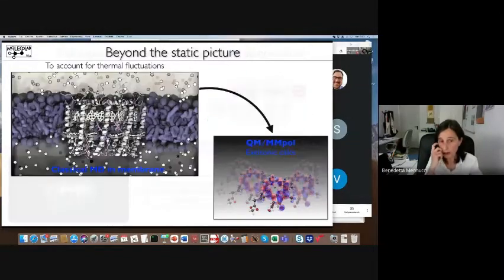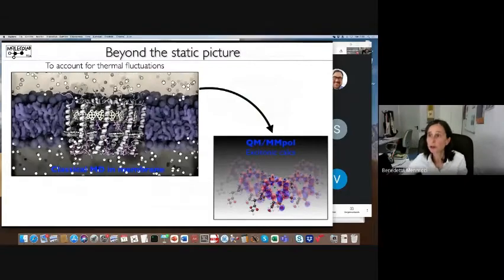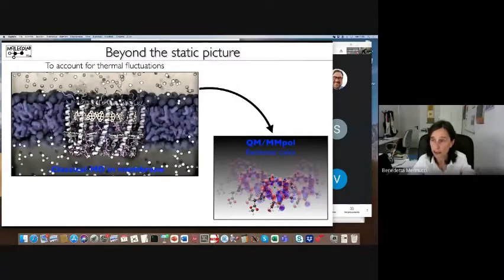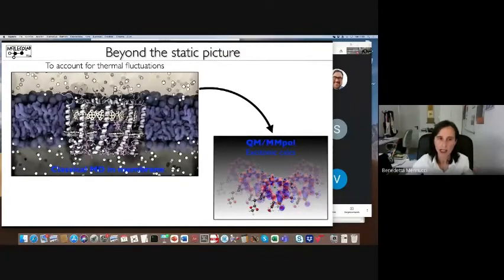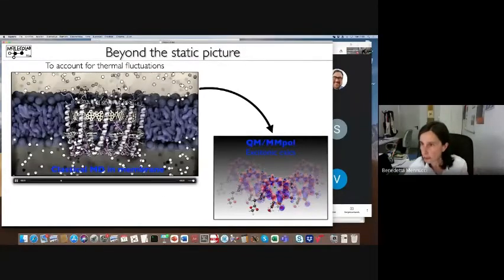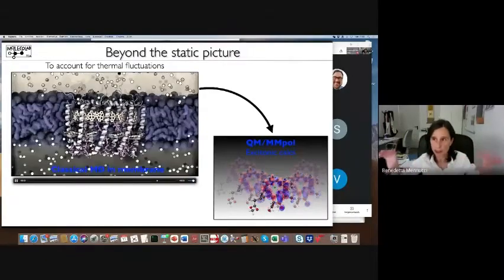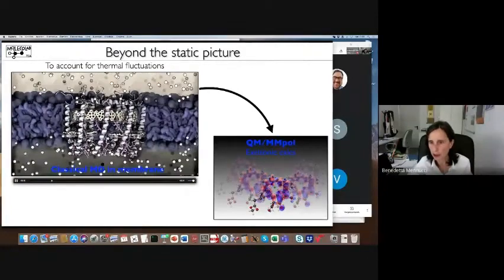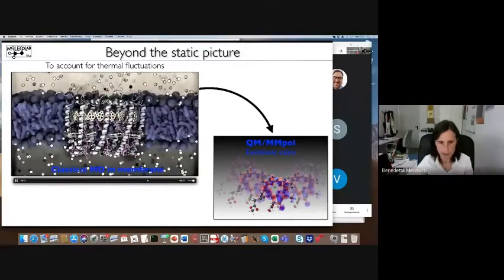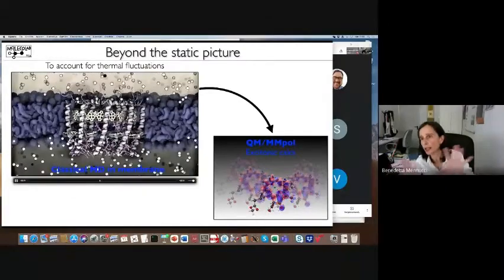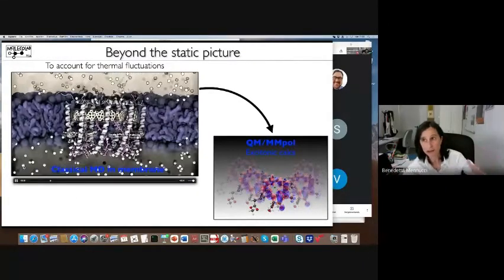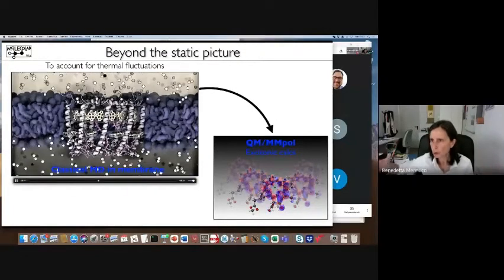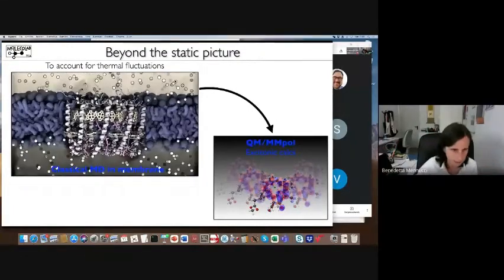So first of all, we need to include temperature. To include temperature, we do dynamics, because we have to include the fluctuation of the protein. I recall that these proteins are membrane proteins. So you have to do the simulation in a model for the membrane and apply excitonic calculations along these dynamics. The system is too large, so we use classical dynamics, and then we do QM/MM excitonic calculations.